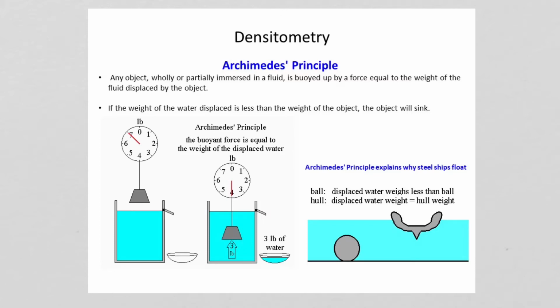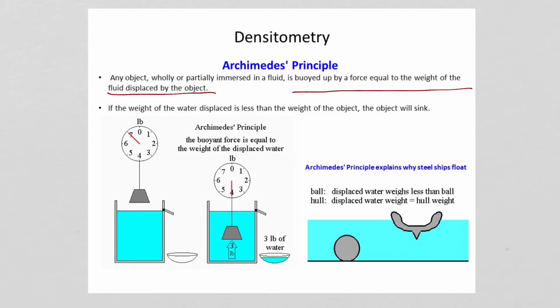The first point here: if you immerse any object in water, it is going to be buoyed up. Some of its weight is going to be supported by a buoyant force from the water. So everything, when you lower it into the water, is going to weigh less than it does on dry land. And Archimedes figured out that the buoyant force is equal to the weight of the fluid that is displaced by the object.